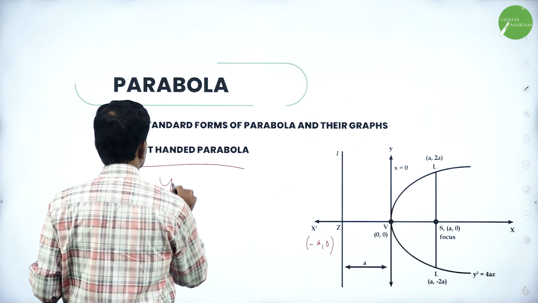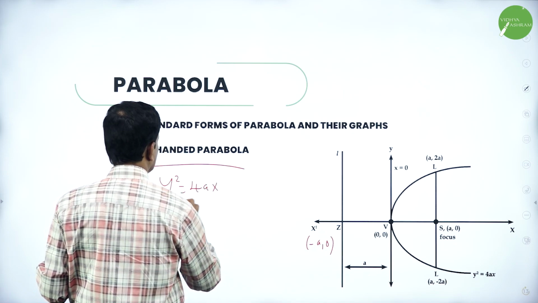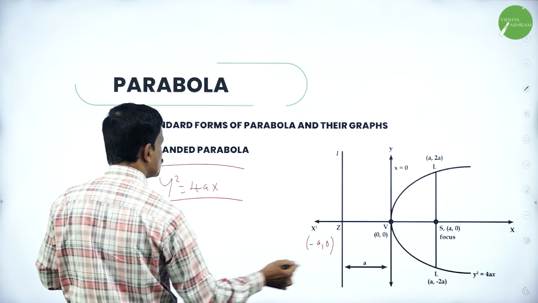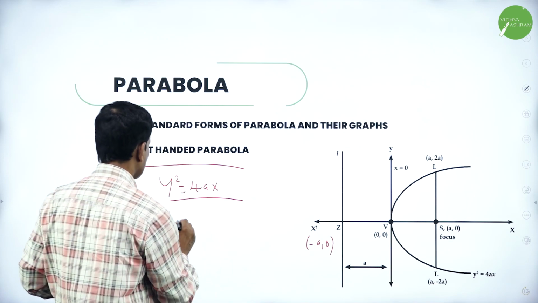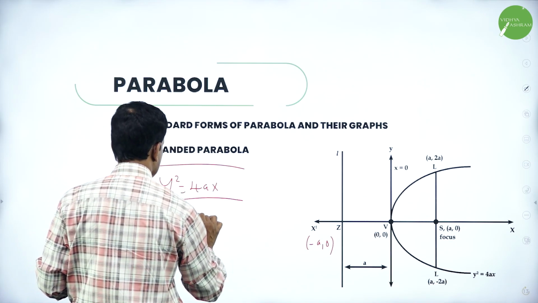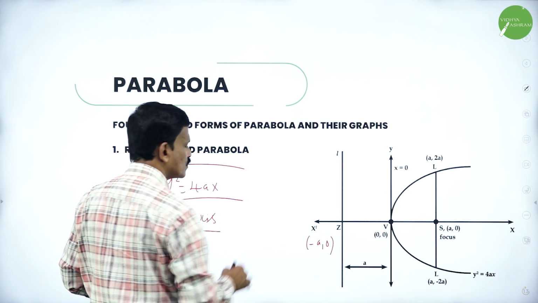That means y square is equal to 4ax is a right-handed parabola. That is the parabola which is opening to the right side. The axis of the parabola is the x-axis.